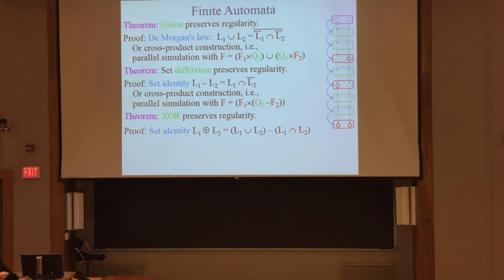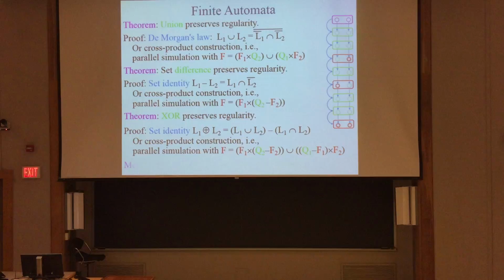So we already know the union preserves regularity, right? How do we know? Right here, this theorem. We know that the intersection preserves regularity, how do we know? Previous slide. The difference preserves regularity, how do we know? Right there. And so the XOR preserves regularity, and so do many other things, right?